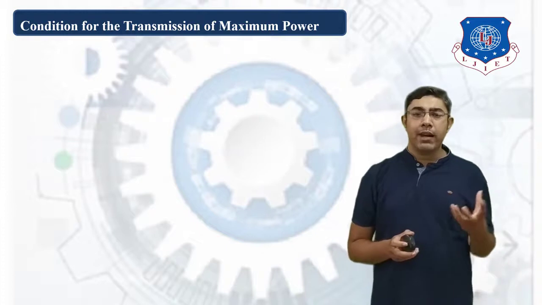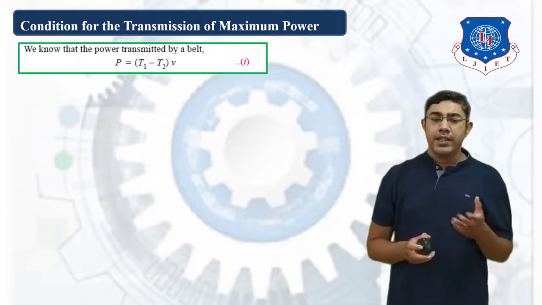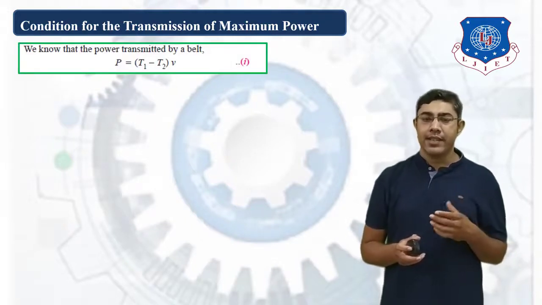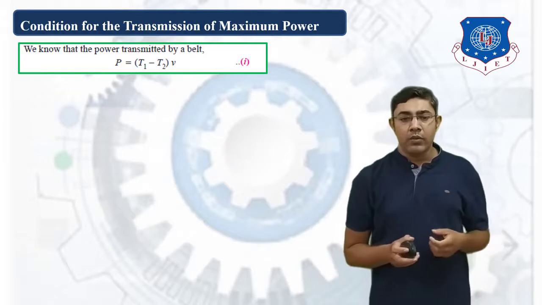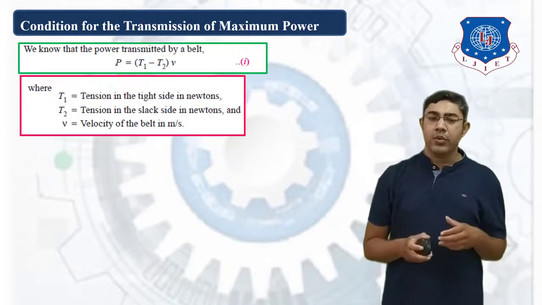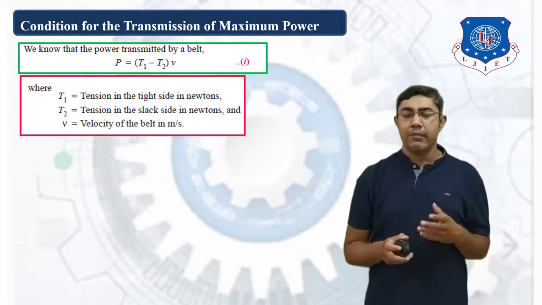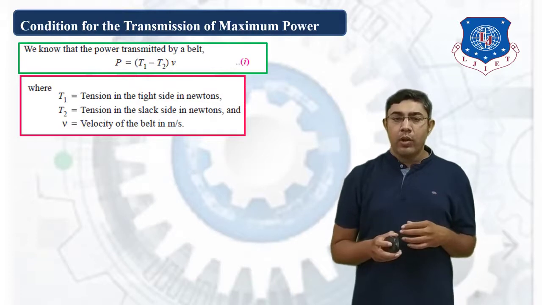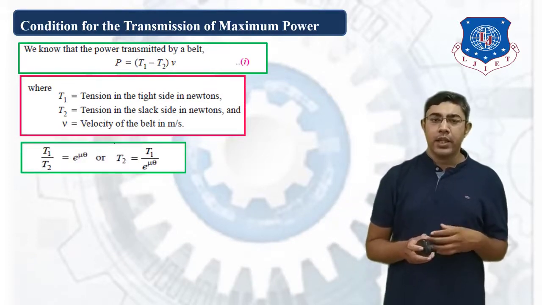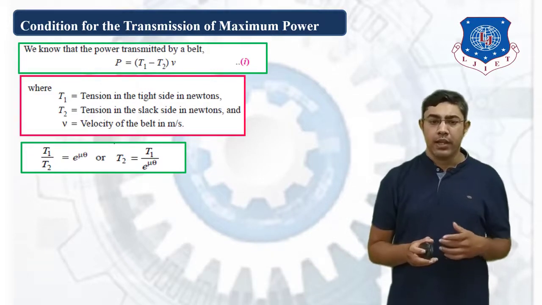As we know, the power for the belt drive P is equal to (T1 minus T2) into V. So this is the power equation, say equation number 1. Here T1 is the tension in the tight side, T2 is the tension in the slack side, and V is the velocity of the belt in meters per second. And also we know that T2 by T1 is equal to e raised to minus mu theta, or you can say T2 is equal to T1 upon e raised to mu theta.